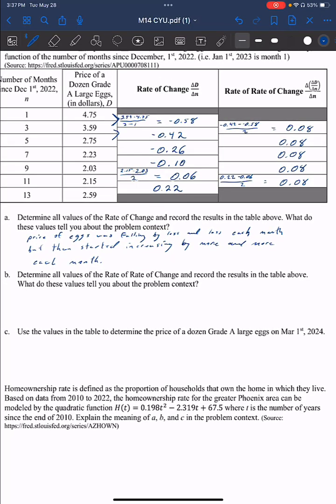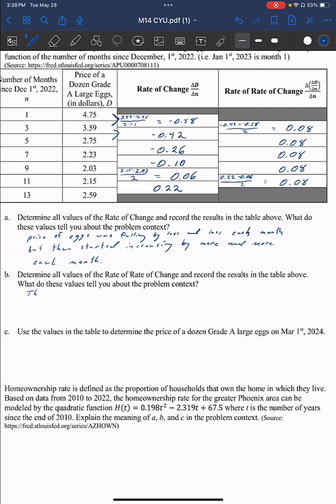So I'm working with a quadratic formula here. And it says, what do these values tell you about the problem context? And so this is telling me that even though the rate at which the price of the eggs is varying, the change in the egg price changes is increasing at a constant rate. So this rate of change is changing at an increasing rate of 8 cents a dozen per month. So let me try to write that out here.